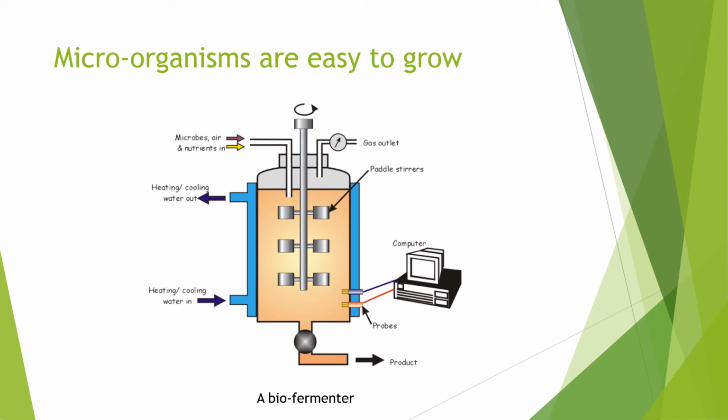Then you've got a computer with a couple of probes. Now the probes basically determine where you are, at what stage you are. How much of your product have you already got, or how much of the input have you already used up. If you're giving them nutrients, how many of these nutrients are left, do you have to top it up, etc. So that is all linked up to a computer, which will tell you exactly how your culture is doing and what they may eventually need.